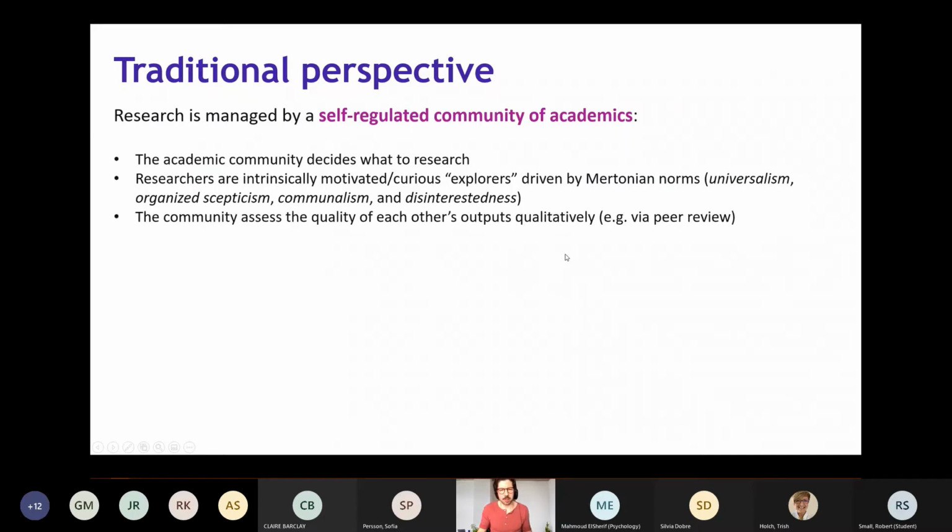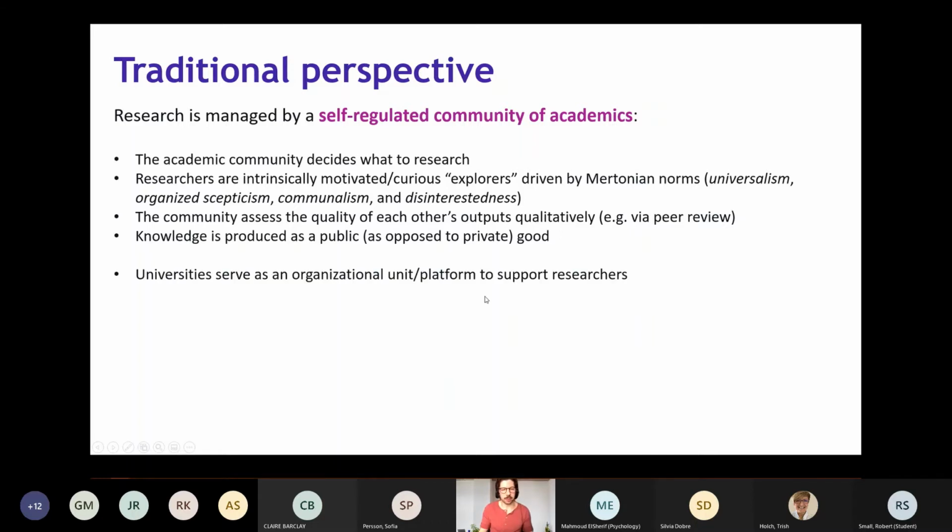The community of academics are the ones in charge of assessing the quality of each other's outputs in a qualitative way, for instance via peer review. And knowledge is, in this model, produced as a public good, as opposed to a private good. It doesn't necessarily mean it's public to the general public, but that researchers are generating knowledge to share it with each other rather than to privatize it and make money.